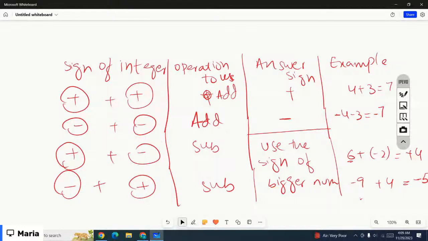Now we are done with the rules for addition. Make sure you have this table in your notebook, right? And now let's just do the practice questions. The practice questions are very easy for you because we learned the rules, right?